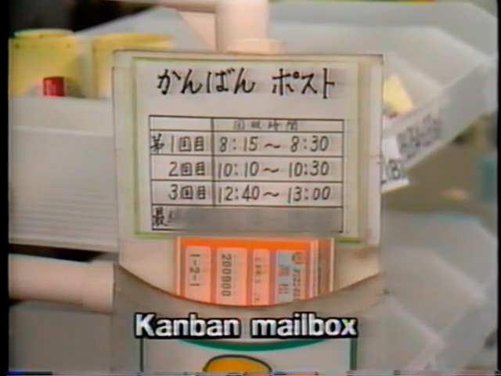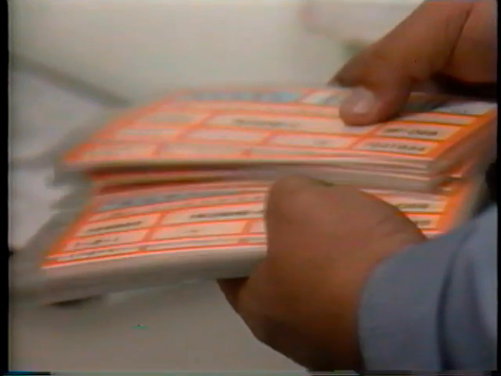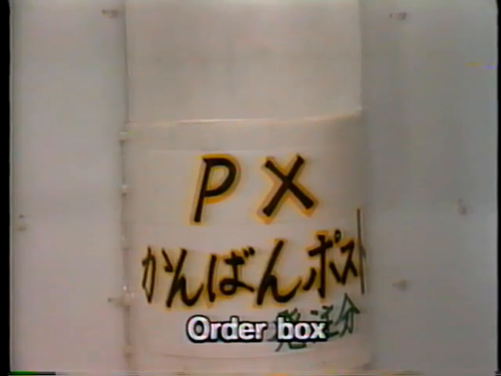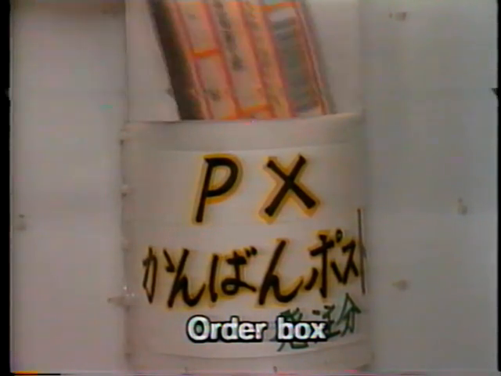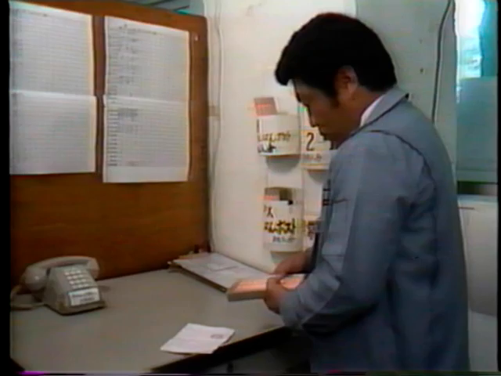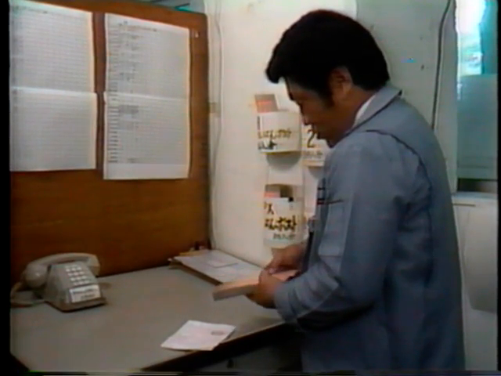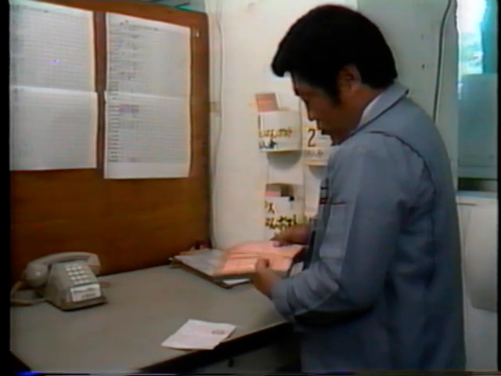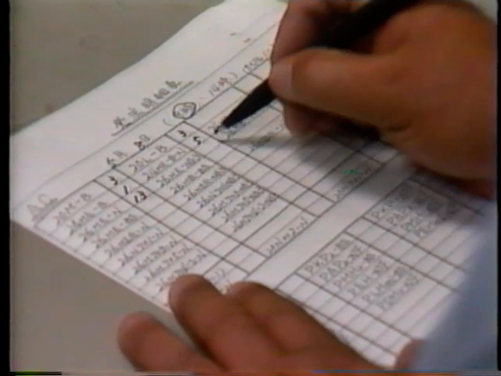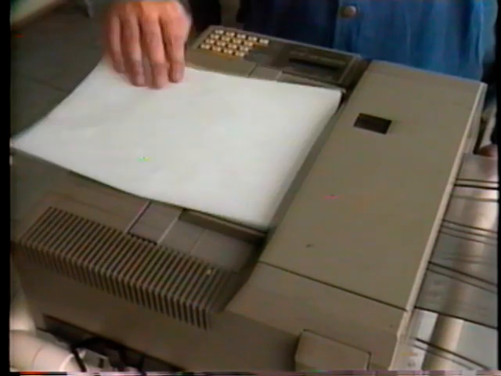Twice a day, all the Kanban from the Kanban mailbox are moved to the order box for sorting, and delivery instructions are made to the Okayama factory. Because the delivery cycle between the two factories is very short, instructions for the next delivery are made by fax in advance.